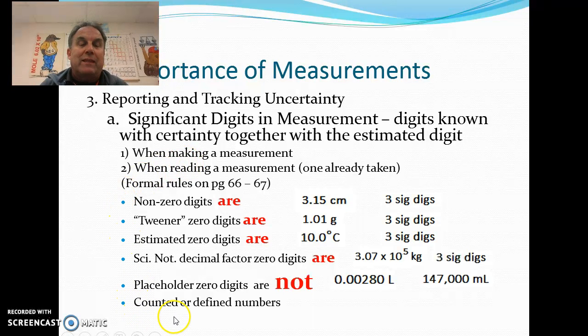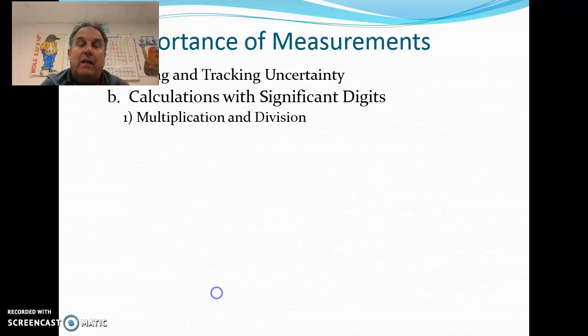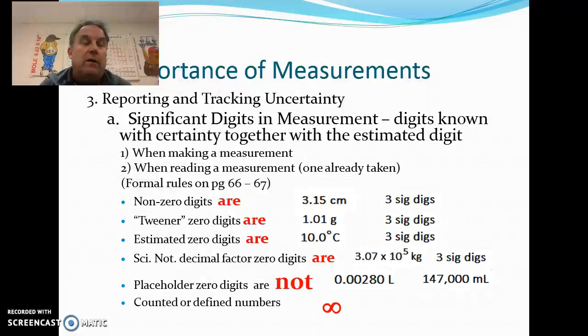The last rule has to do with counted or defined numbers. And we say by convention that they have an infinite number of Sig Digs. And that just means that we consider those numbers to be really reliable, and we don't really factor them into the significant digit considerations. So if you're counting the number of people in a room or the number of fingers on your hand, you don't count those as being significant digits. They have an infinite amount of reliability. And then defined numbers like how many centimeters are in a meter? Well, there's exactly 100, and we have infinite certainty in that. So we really don't factor counted or defined numbers into significant digits.